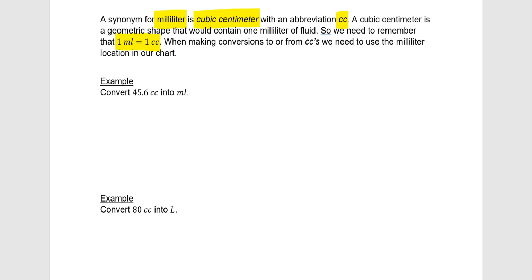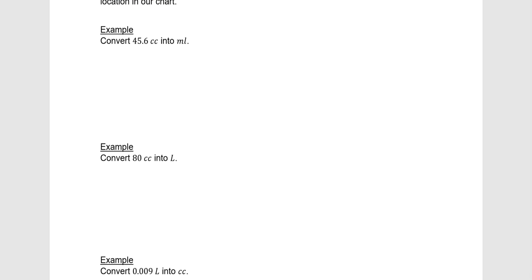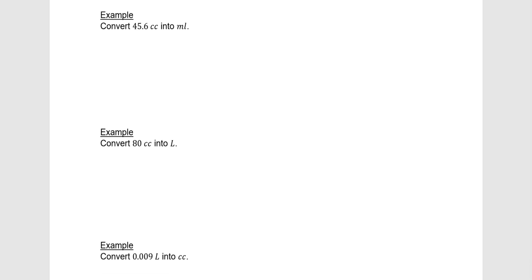So the reason for this is a cubic centimeter is a geometric shape. It's a cube where each side is a centimeter. That contains 1 milliliter of fluid. So if we're making conversions to or from cc's, we need to use the milliliter location on our chart. We need to use the milli prefix on our chart. So for example here, let's convert 45.6 cc's into milliliters.